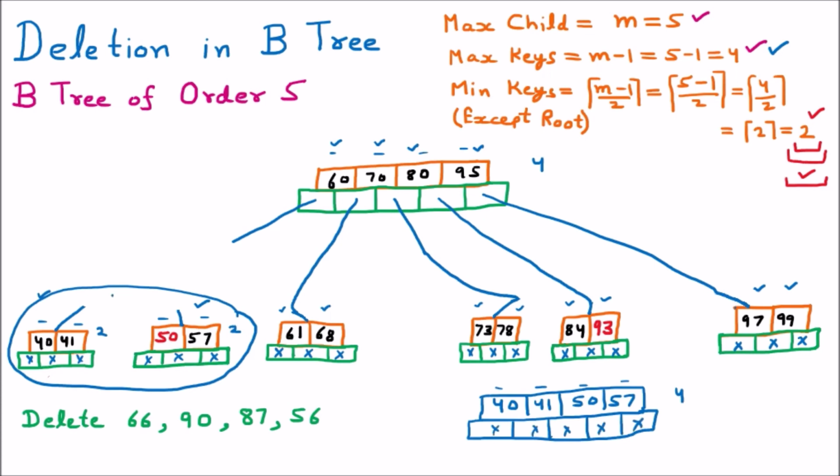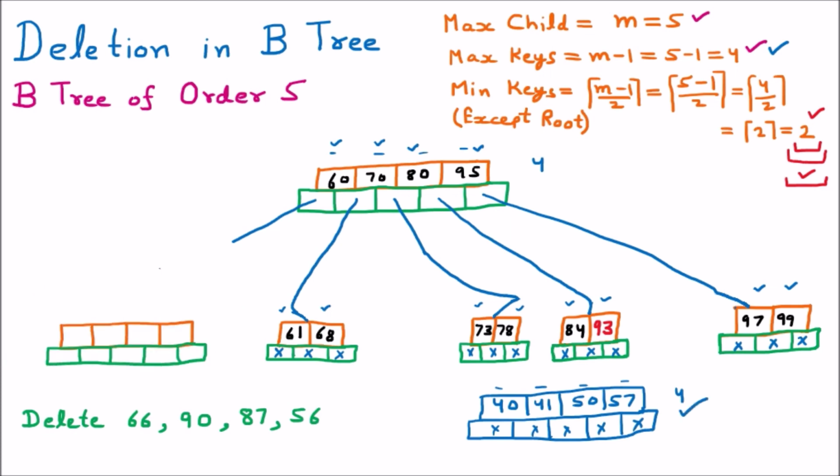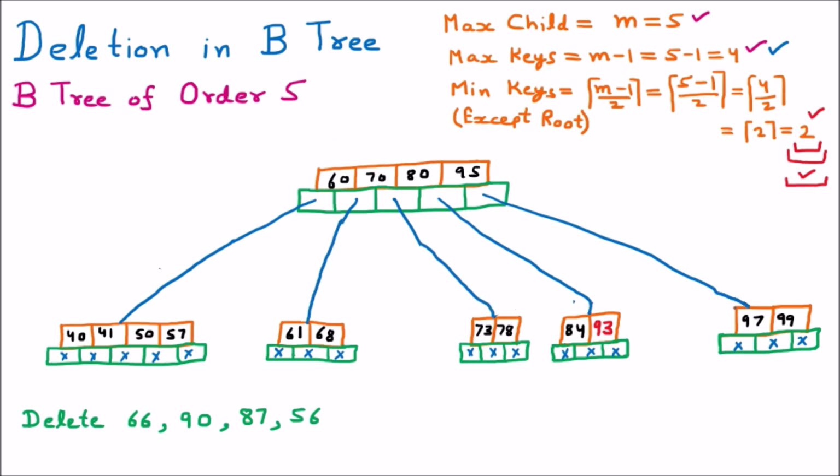So we are going to replace this with the combined element now. So this is the combined node. Here we have the values 40, 41, 50 and 57. And all the children are null because there is no further child available, and this can now be connected with the one branch. So this is how we have constructed the B tree. So this is the final B tree constructed after deleting the different elements.